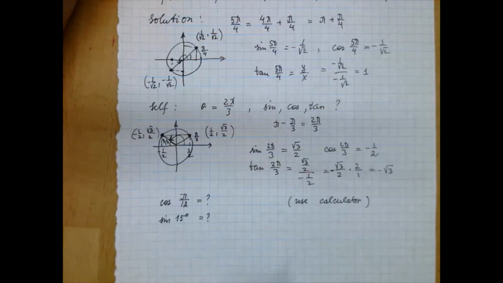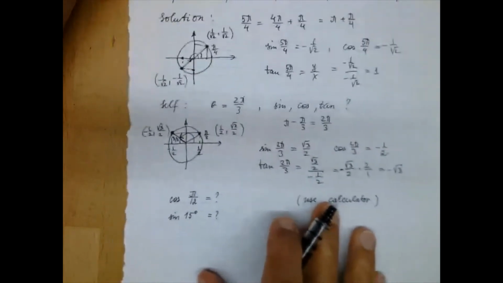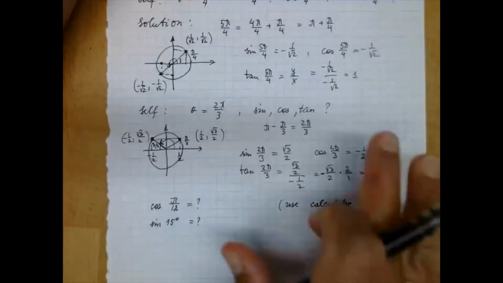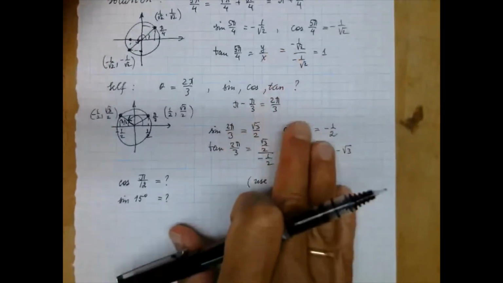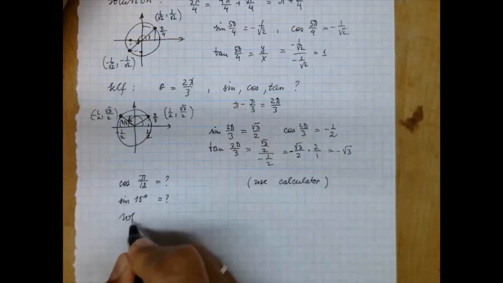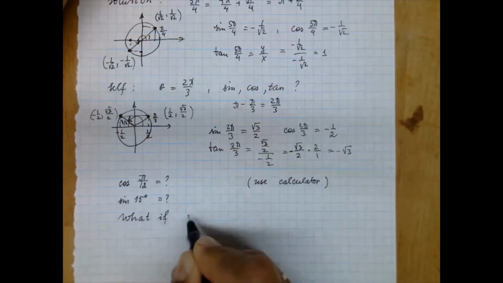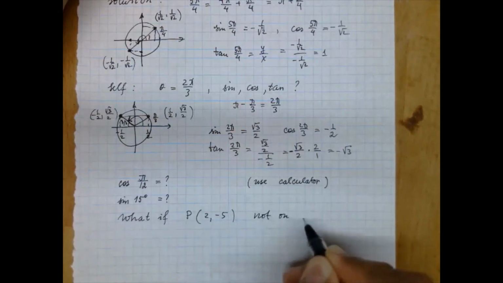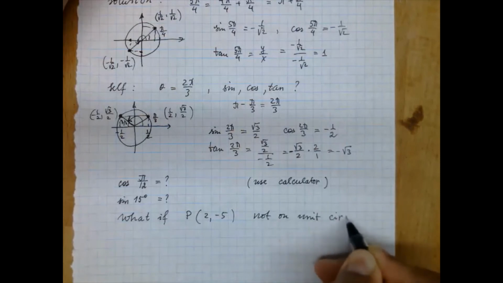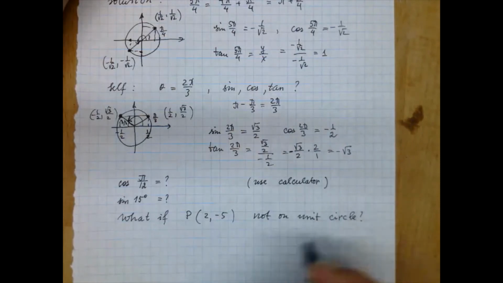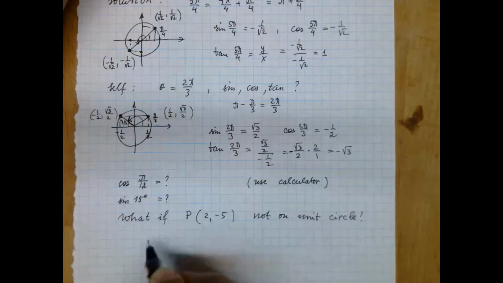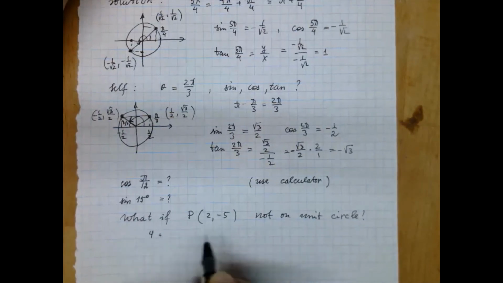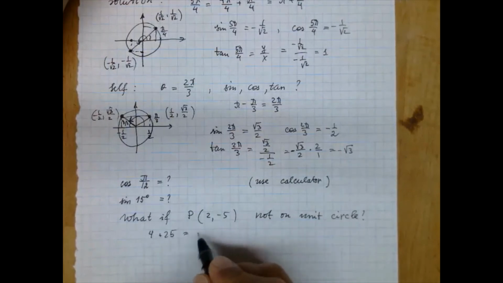Now, last question left. What if the point is not on the unit circle? You do know the point, but it's not on the unit circle. Let me move this a little further. Okay, what if P, something like this, is not on the unit circle? How do you know that's not on the unit circle? Maybe it is on the unit circle. Well, let's just square this and square this. You're going to get what? 4, as a square of 2, and 25 as a square of 5, which is going to give you what? 29, which is definitely not 1 squared.